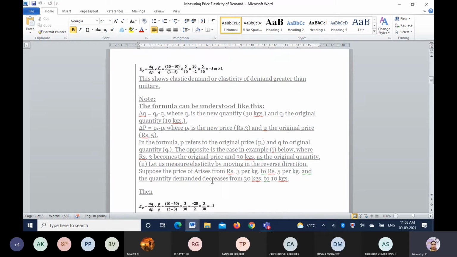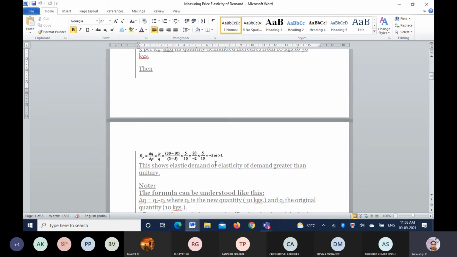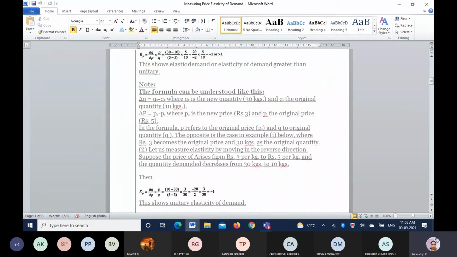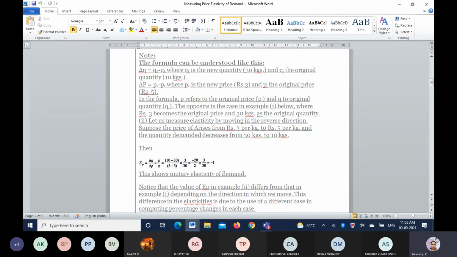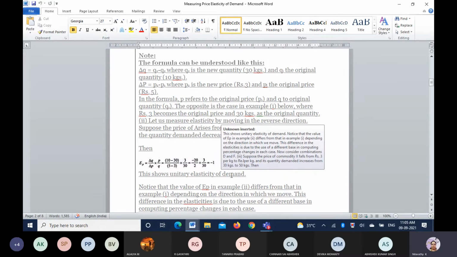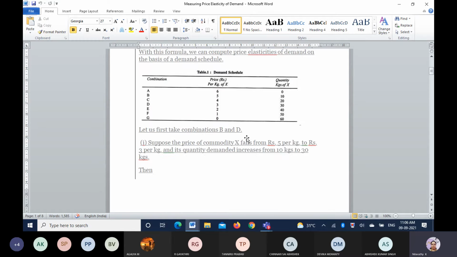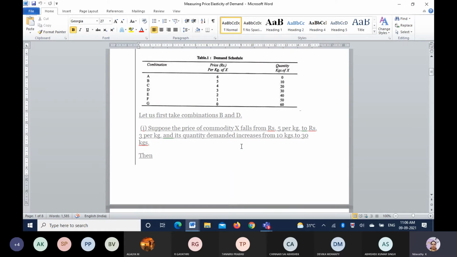Here it might be one, and actually here it is 5. So 5 means you have to say that it is an elastic demand. 1 means you have to say that it is a unitary elasticity. But the change is the same. The proportionate change is the same. But as the initial price is taken in a different way, we are getting different values. So that is the drawback of this particular formula. This price elasticity formula has this drawback.